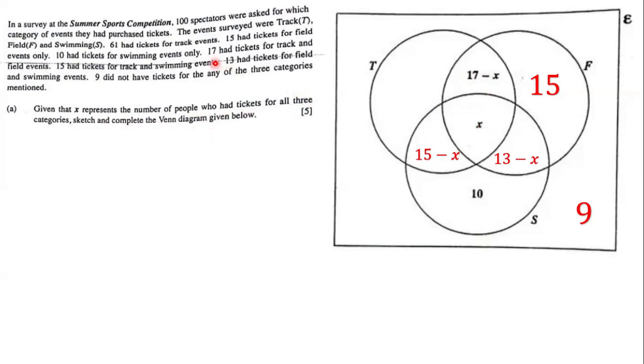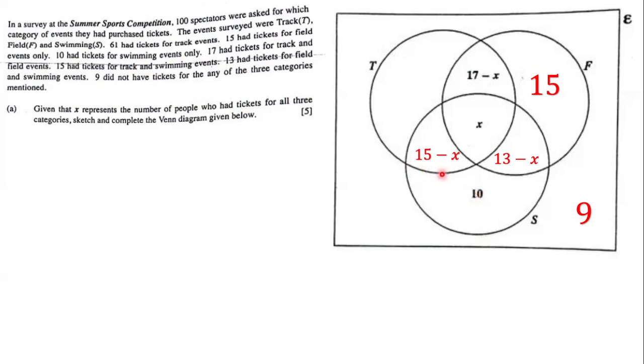Now, what else do we know? Well, they tell us that 10 had tickets for swimming events only. And so we have 10 here, because this represents swimming events only.